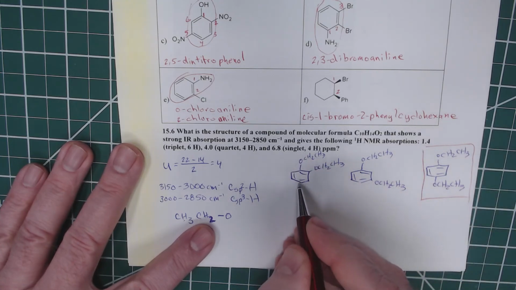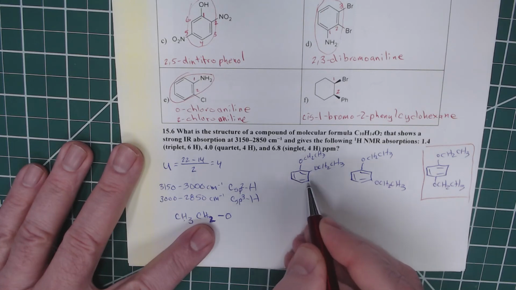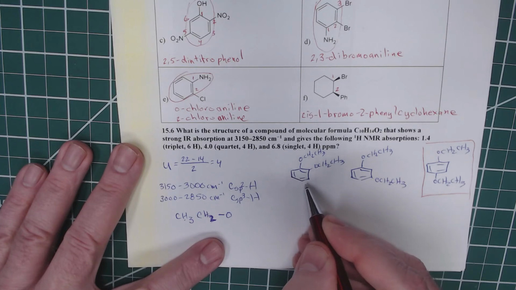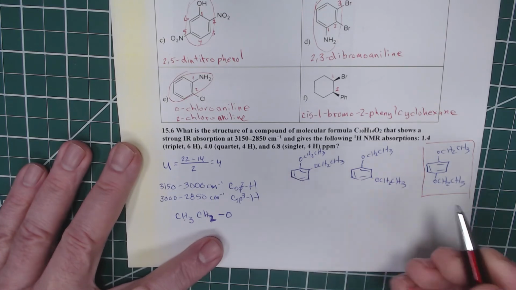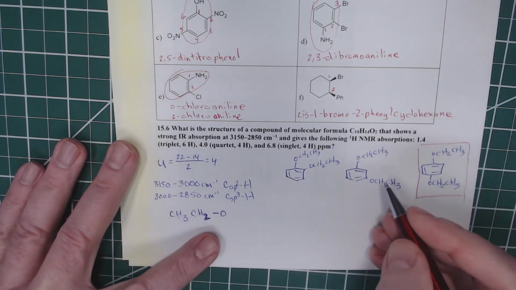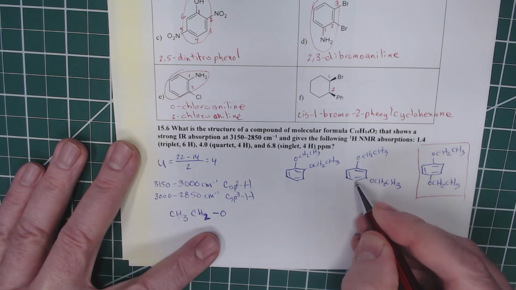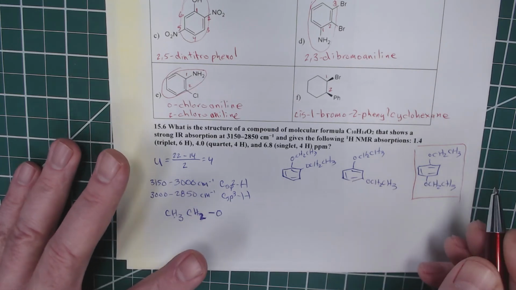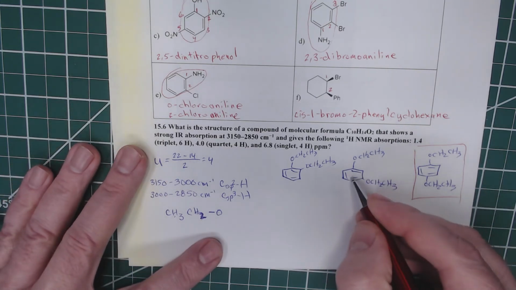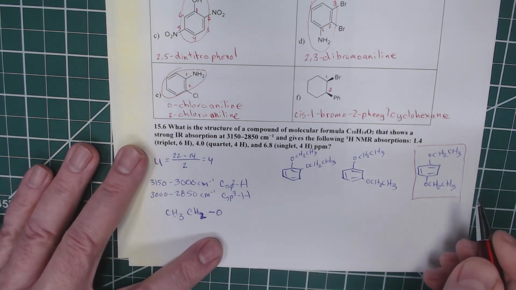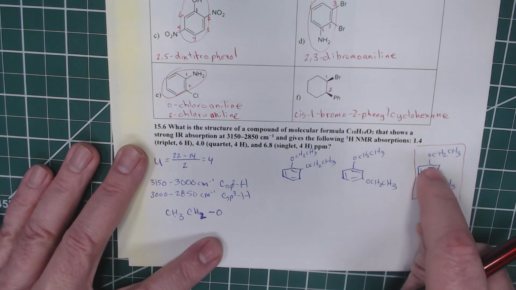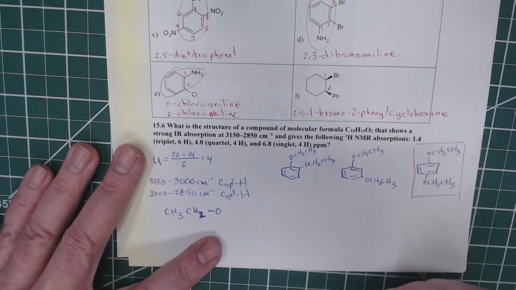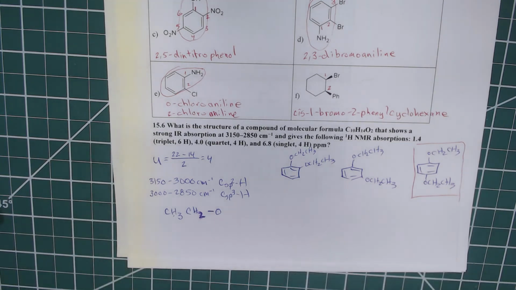If we had this one, we would have a doublet of doublets. So we would have an interesting structure there. This would be coupled to this, and that would look different. If we had this one, we would have coupling between this, and we might get a cross coupling, that weird stuff that happens in a benzene ring, but it would be a more complex pattern. This is the only one that would give us a singlet, because all 4 hydrogens are identical.